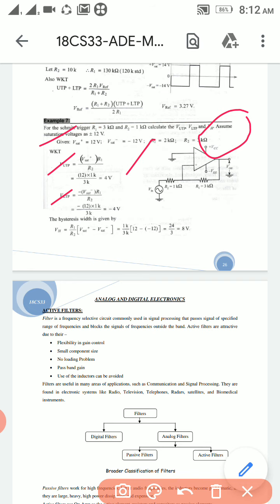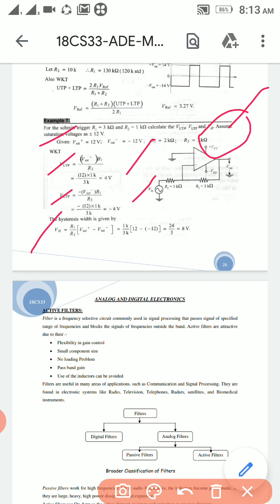And VLTP is equal to what? VSAT minus into R1 divided by R2. Again we know the values, so find the value directly. So 4 and minus 4 are what exactly? The VUTP and VLTP values. So what is the VH value then? VH is equal to what? Subtracting these two, VUTP minus VLTP will give the hysteresis value.